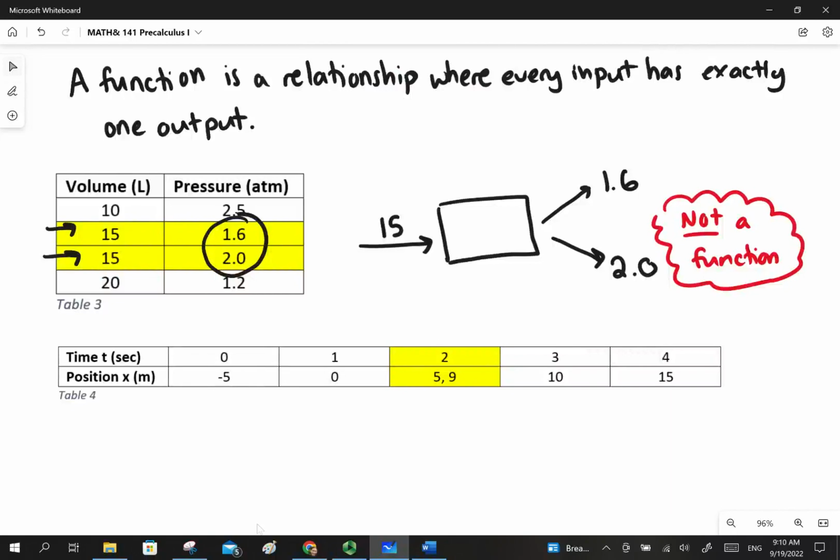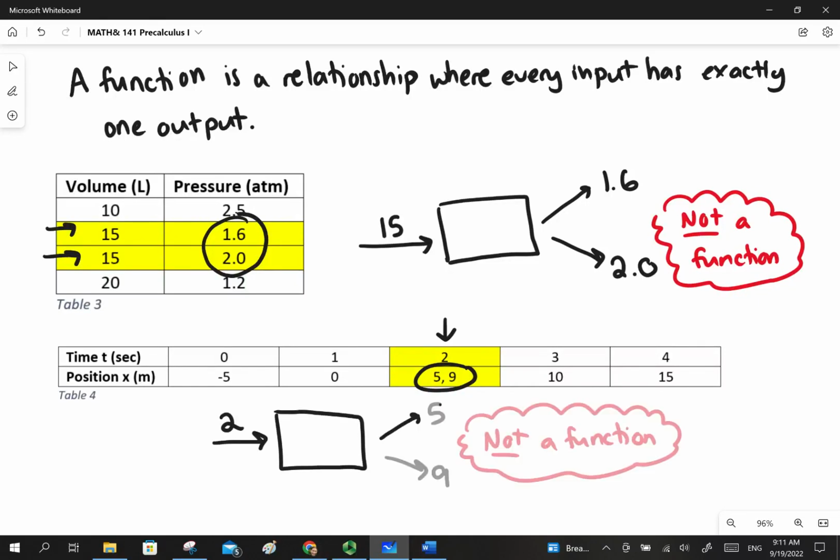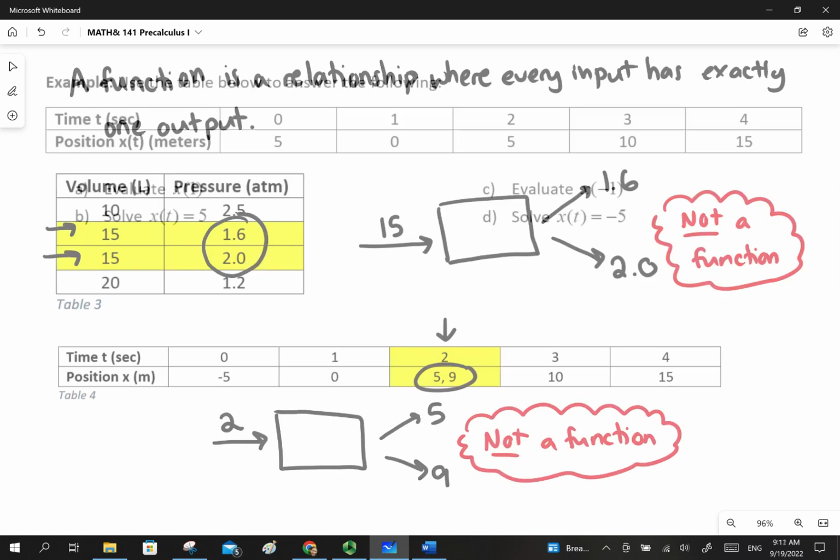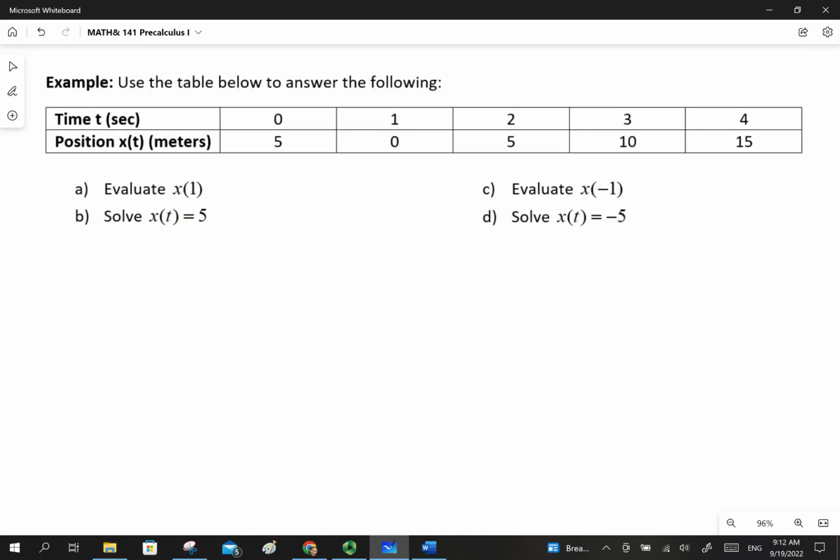In Table 4, the column for the input 2 has two numbers in the second row, 5 and 9. This shows that the input 2 has two outputs, so it also wouldn't be a function. To evaluate a function using a table, simply find the input value in the first row or column, depending on how the table is oriented, and see what output value goes with it. To solve using a table, find the output value in either the second row or second column, keeping in mind that an output may be repeated, and then find the inputs that go with it.